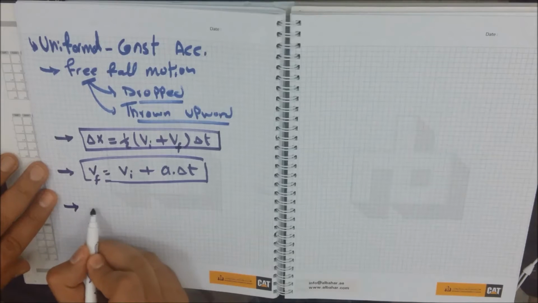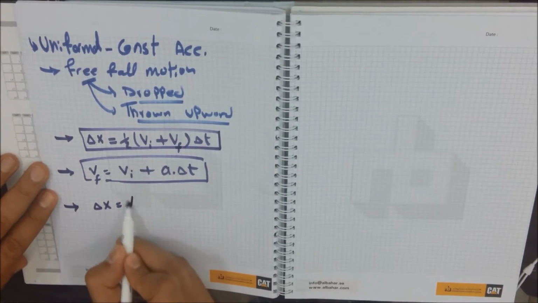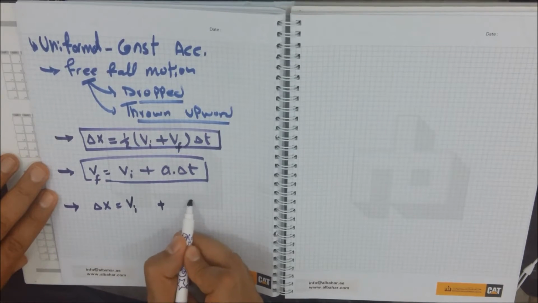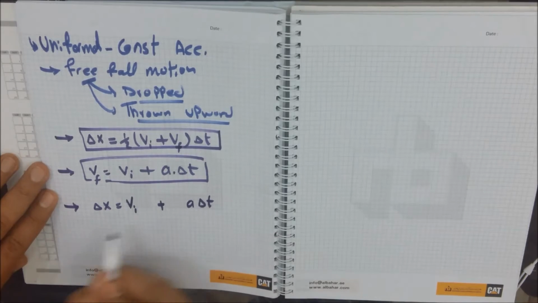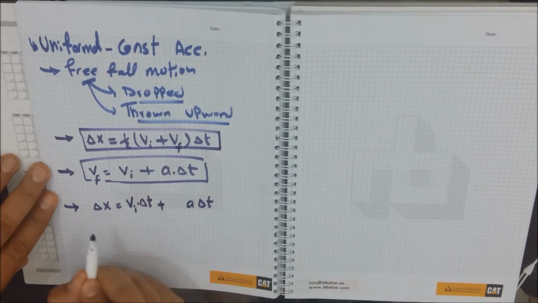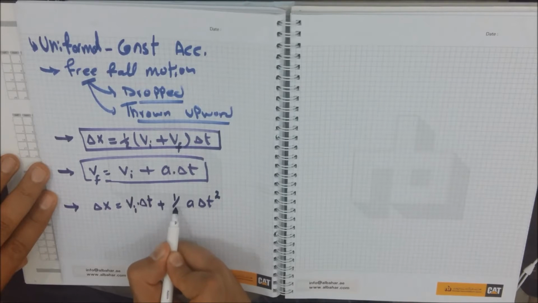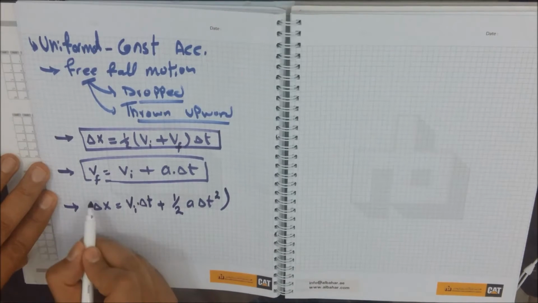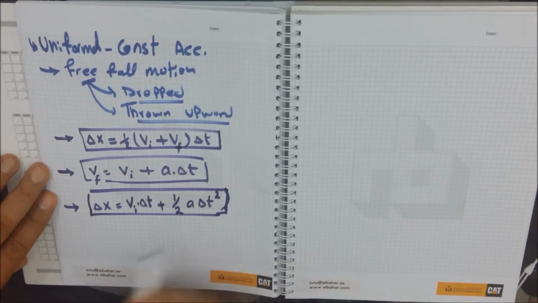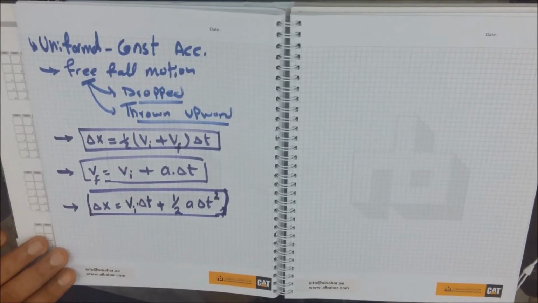The third kinematic equation is delta x is equal to, you can just copy this equation as it is, Vi, leave a space, plus A delta t. It looks like the upper one. We just add delta t here. And if we add delta t here, this one would be delta t squared. And you just put a half in here. So this is the third kinematic equation: delta x is equal to Vi delta t plus half A delta t squared.